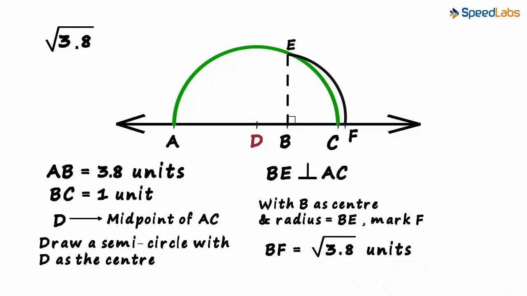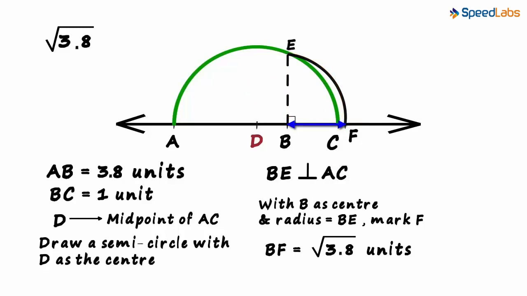Let's review what we did very quickly. We wanted to plot square root of 3.8 on a number line. So we took AB equal to 3.8 units and extended AB to C such that BC is 1 unit. Then we bisected AC at point D with D as the center. We drew a semicircle like this. And then we drew a perpendicular to AC from point B onto the semicircle, which gave us the length root of 3.8 units. And in the last step, with B as the center, we drew an arc that cuts the axis at point F to get BF equal to root of 3.8 units.